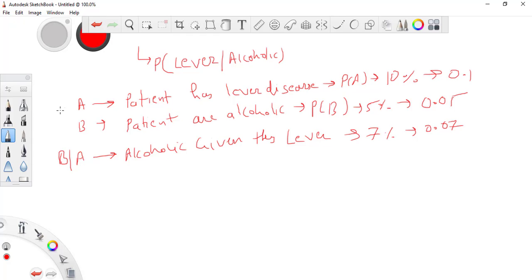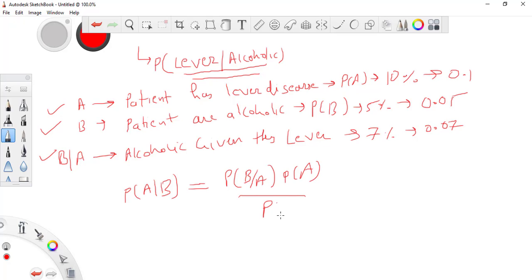I individually have whether a patient has liver disease, whether a customer was alcoholic, or the probability of someone being alcoholic given they had liver disease. But I am interested in this particular probability, which I don't have directly. So what Bayes theorem says is that the conditional probabilities can be reversed. When I say reverse, it's basically, let's say I'm interested in P of A given B. If I don't have it, I can derive it from this particular relationship. This relationship is known as Bayes theorem.